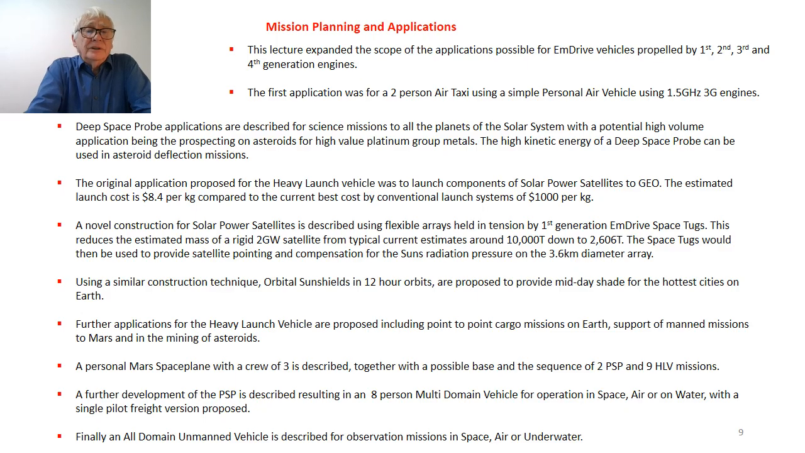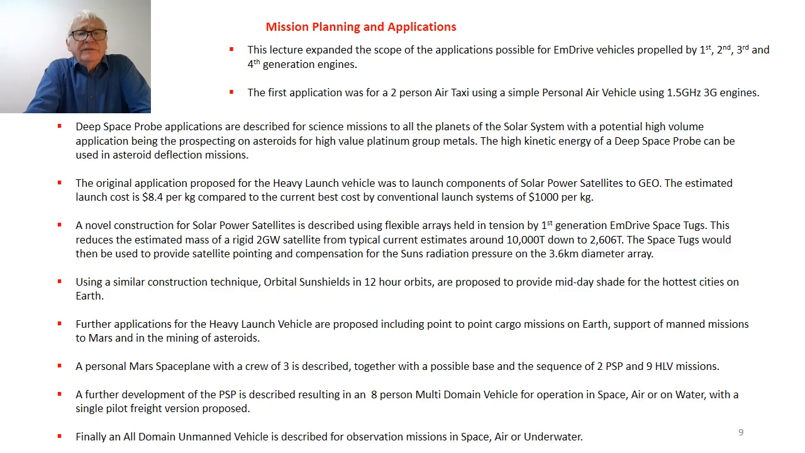We also looked at a personal Mars spaceplane with a crew of 3 and saw how it would be used to put together the first manned base on Mars. And we looked at the sequence of 9 HLV missions and 2 PSP missions to make this possible.